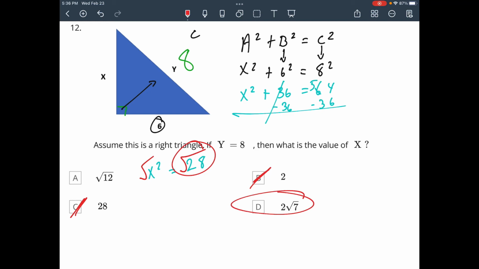Now, how do you get that? You just put that in the calculator. Put the square root of 28 in the calculator. It'll give you a decimal. The square root of 28 is 5.29. And then put the other one in the calculator, 2 square root of 7. And that also gives you 5.29. And that's why that's the answer. Because it matches, right?